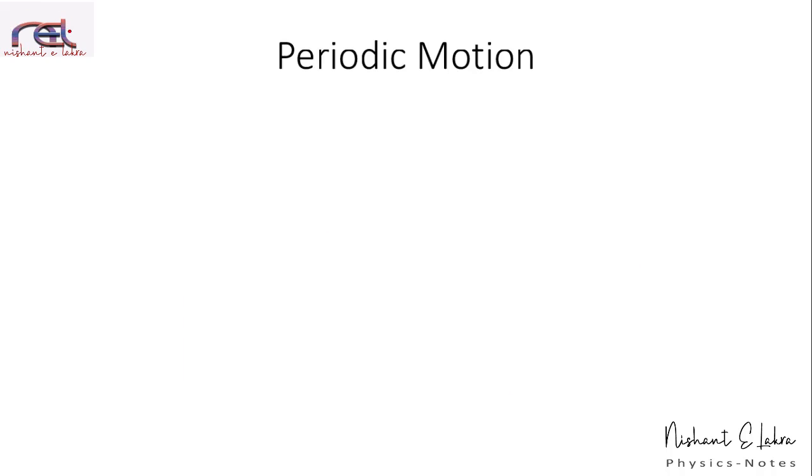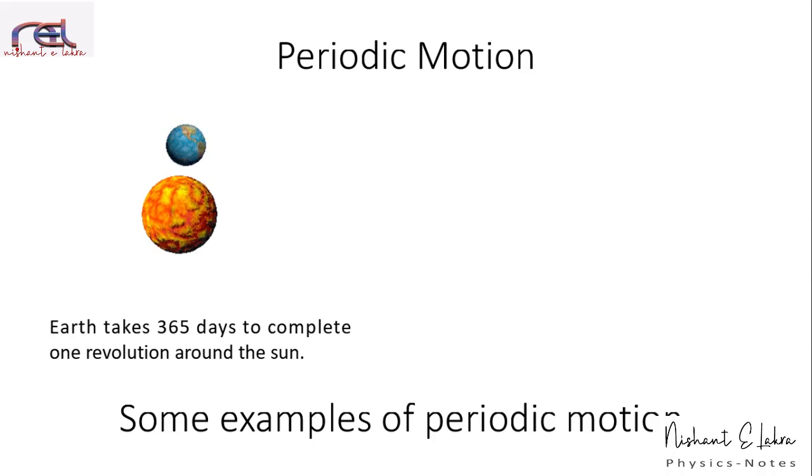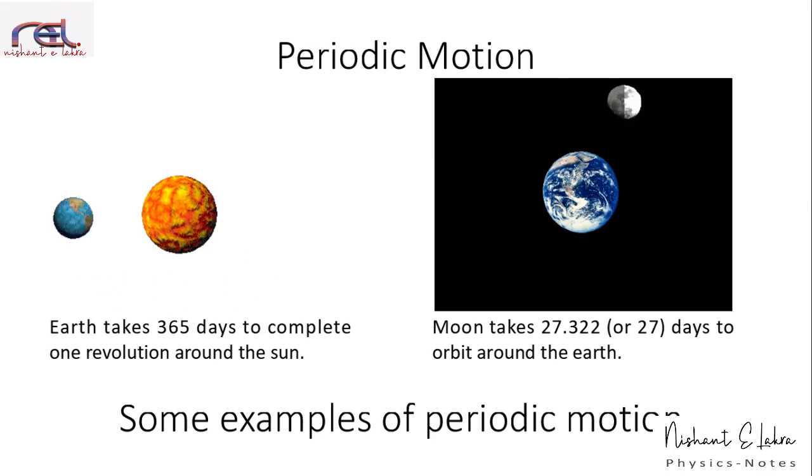Let's understand about periodic motion first, and let's see some examples. You know that the Earth takes about 365 days to complete one revolution around the Sun, right? It's a periodic motion. It's a fixed time that the Earth takes to make a complete movement around the Sun. And the Moon takes about 27.322, or we take it as 27 days, to orbit around the Earth. This also is a periodic motion, a fixed period of 27 days. So these are some examples of periodic motion.